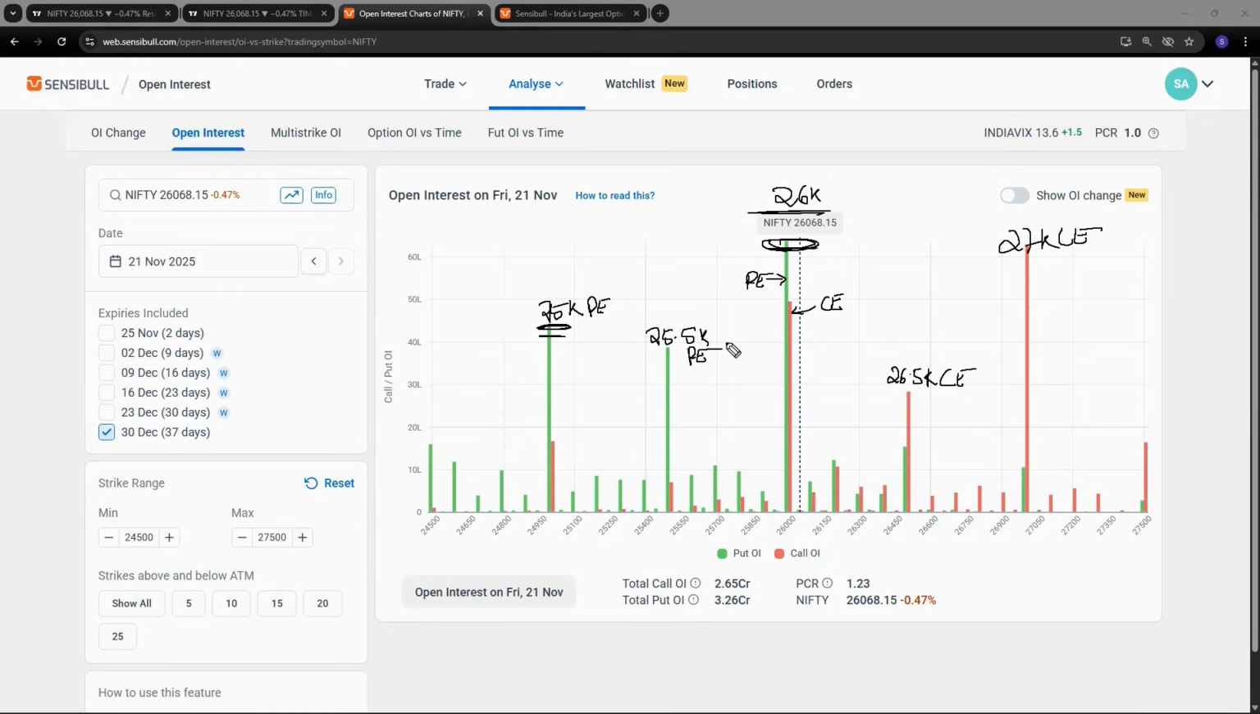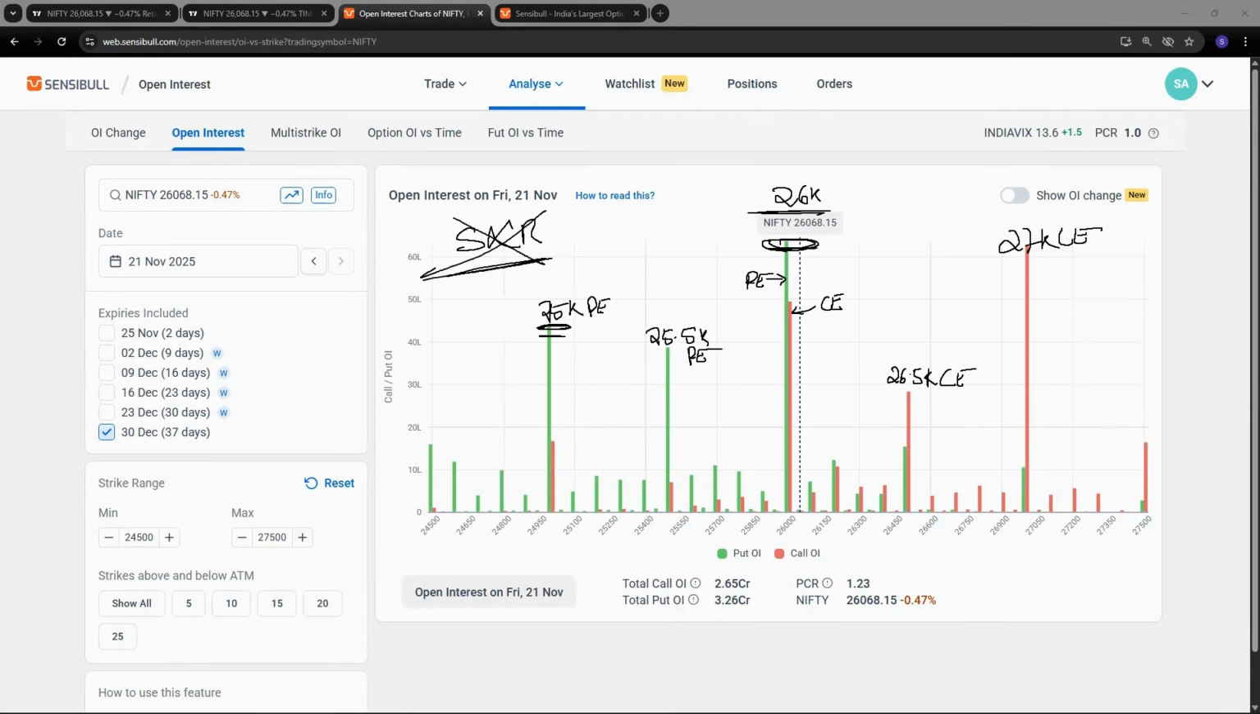Please, my humble request: never take the open interest currently and go and mark support and resistance. This is the basic mistake all retailers make. So don't mark support and resistance based on OI. It will change every day. Don't make this amateur mistake.